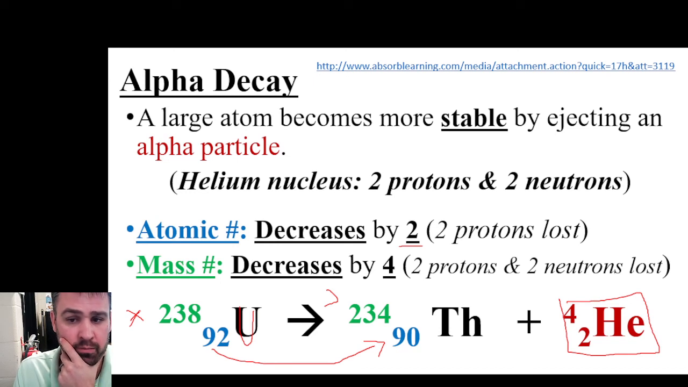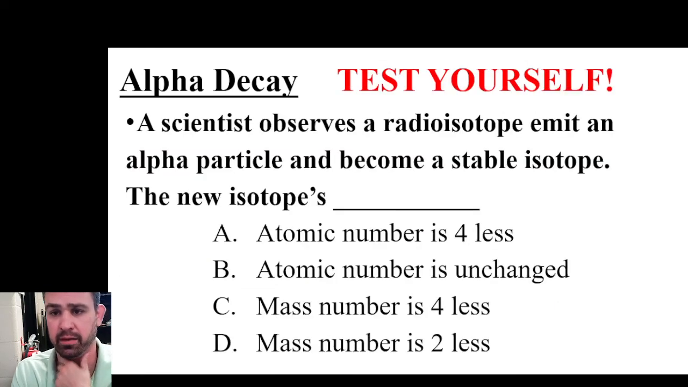Okay, so this uranium, because it went through this decay, the decay is indicated by that arrow. It goes from 238 to 234. Well, that's this part right here, the green. The atomic number went from 92 to 90. That's the blue. Okay, and because of that, we can say that we had alpha decay. Okay, so scientists observed a radioisotope emit an alpha particle and become a stable isotope. The new isotopes, so what's going to happen?